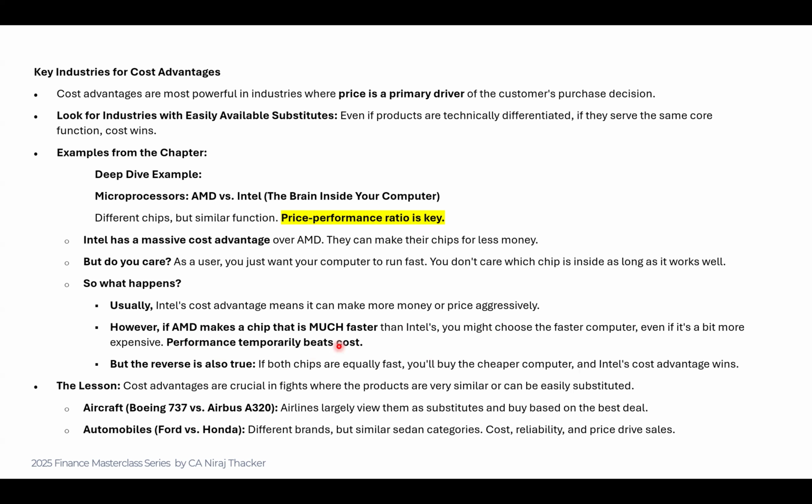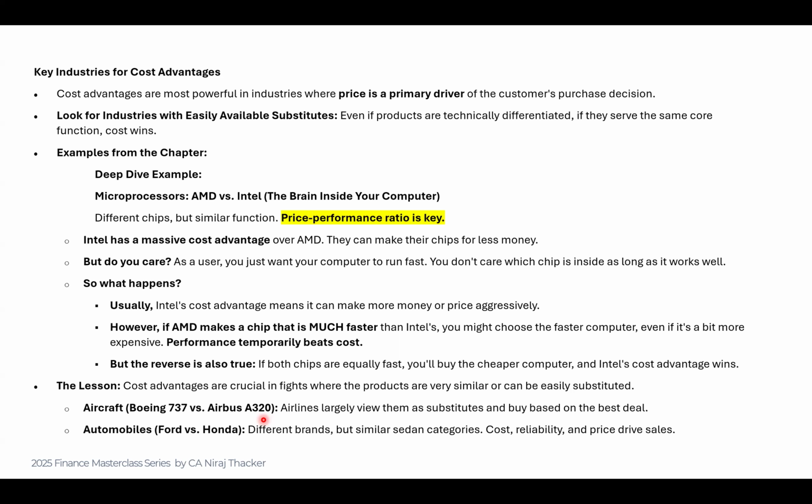Performance temporarily beats cost. Okay. Next, this aircraft, Boeing 737 or Airbus A320. Both are the same in functionality and all: number of seats, fuel consumption, everything.